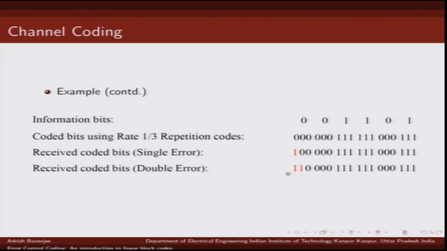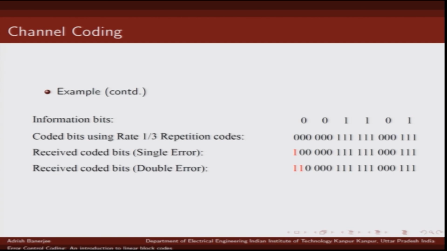Now, can it correct double errors? If we look at this 1 1 0, it will think that this particular bit got flipped from 1 to 0. So, it will decode this as 1. So, this cannot correct double errors.